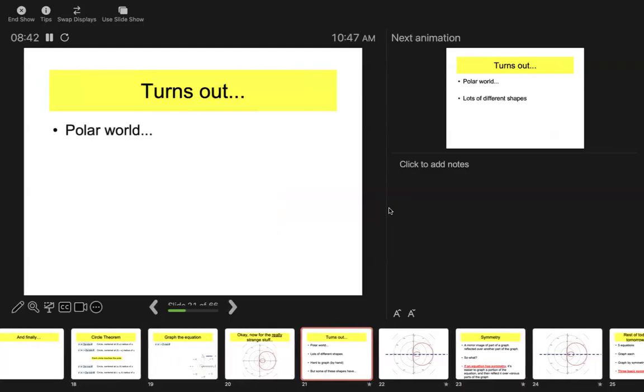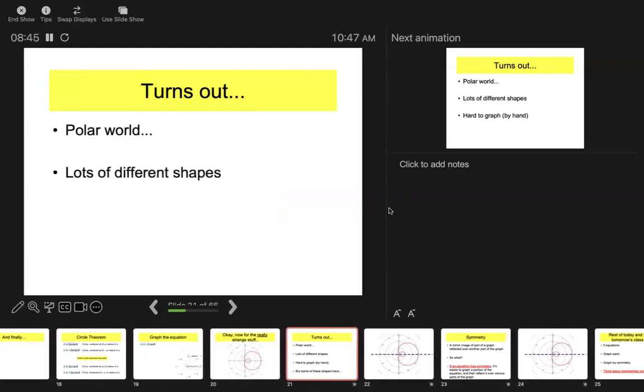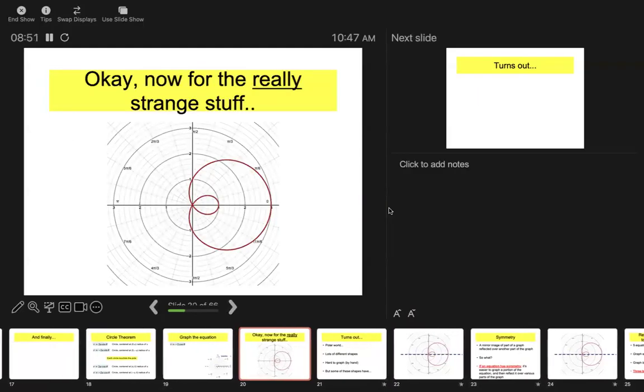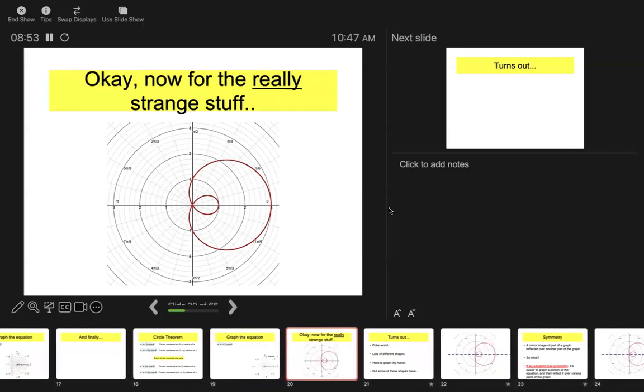It turns out that in the polar world, there are lots and lots of weird shapes. They are extremely hard to graph by hand. Can you imagine graphing this by hand? Yes, no? No. Guess what tonight's homework is? That. Graph this by hand. So you're going to be graphing something like this by hand. How many points would you need to make this shape?